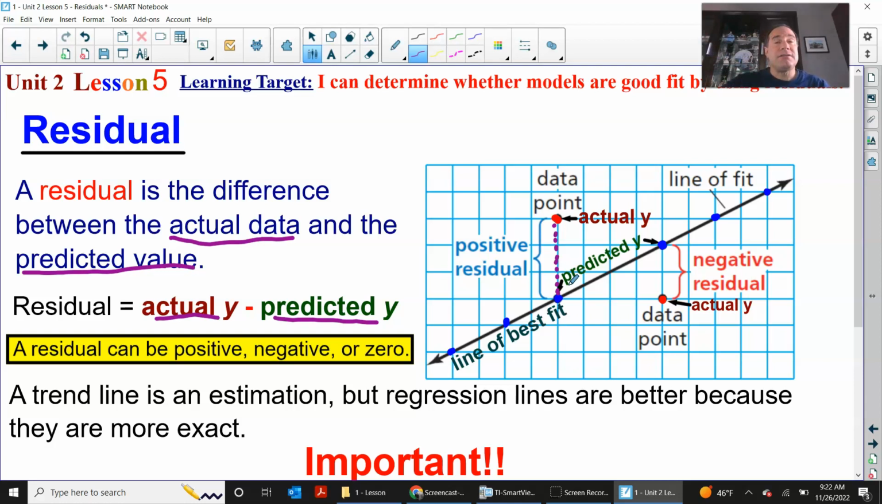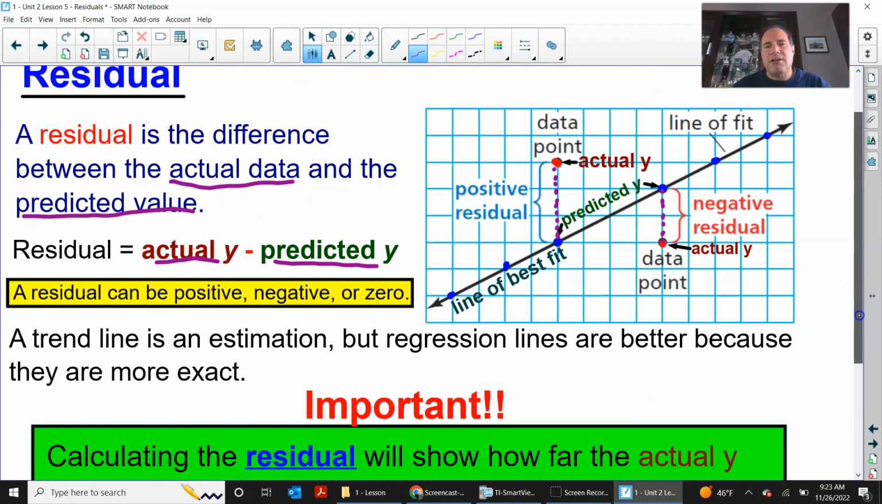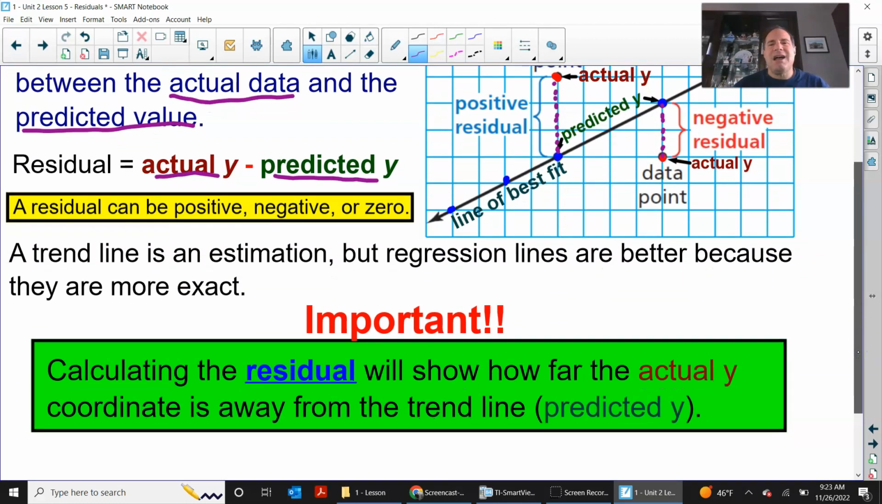So if it's a positive residual, that means the actual Y is above the trend line, the predicted Y. If it's negative, which is the difference right here of these 2 points, that means the actual Y is below the trend line. A trend line is an estimation, remember. So that's exactly why, when you draw a trend line, we're calling it a prediction. It's not actual, right?